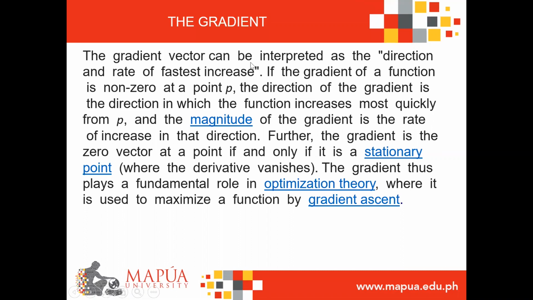It says here the gradient vector can be interpreted as the direction and rate of fastest increase. If the gradient of a function is non-zero at point P, the direction of the gradient is the direction in which the function increases most quickly from point P, and the magnitude of the gradient is the rate of increase in that direction. Further, the gradient is the zero vector at a point if and only if it is a stationary point where the derivative vanishes. The gradient thus plays a fundamental role in optimization theory, where it is used to maximize a function by gradient ascent.